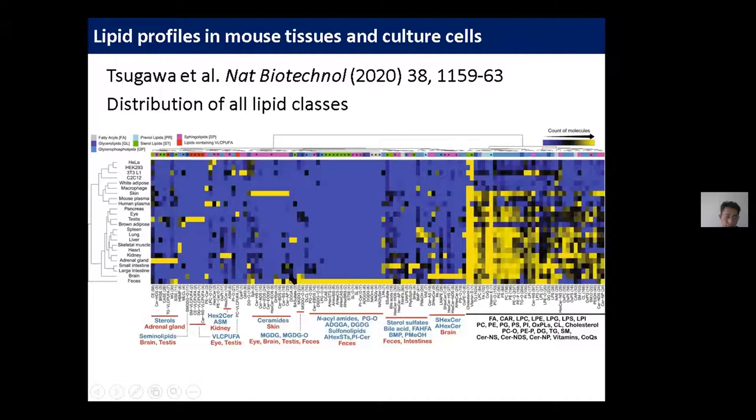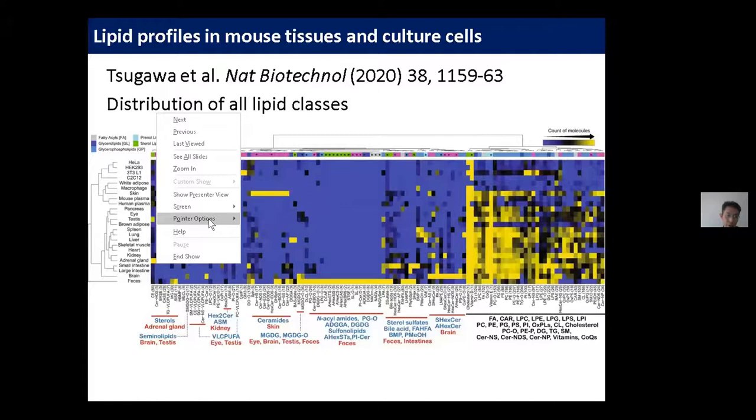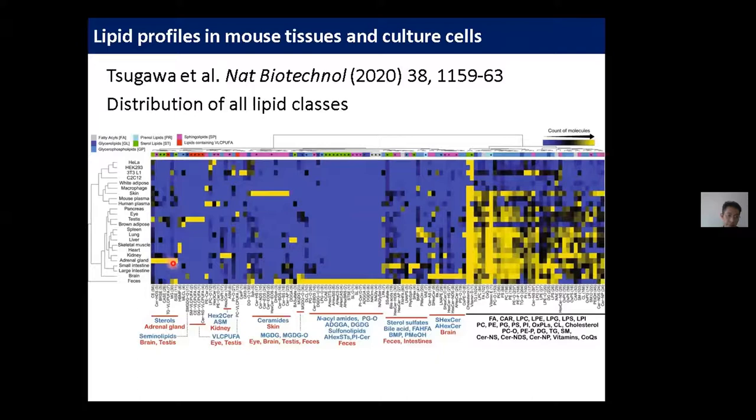Likewise, at the very left part, can you see my pointer here? This yellow bar indicates adrenal gland. Adrenal gland is abundant in sterols. And this yellow bar indicates VLCFA, very long chain fatty acid, is abundant in testes. And in skin, here, this relatively long yellow bar indicates ceramides. Different types of ceramides are abundant in skin.